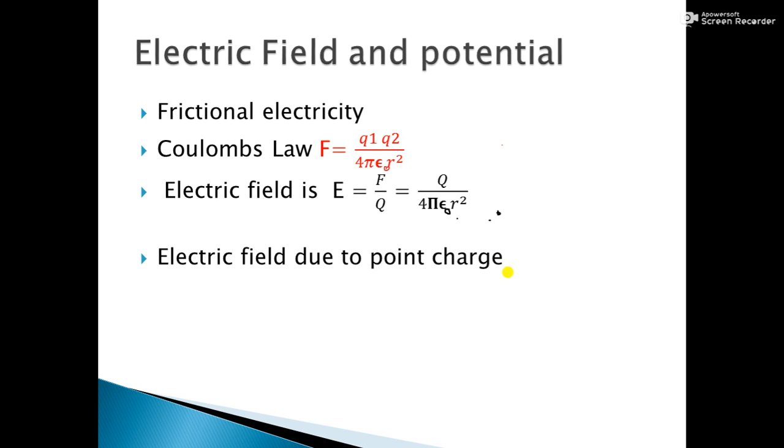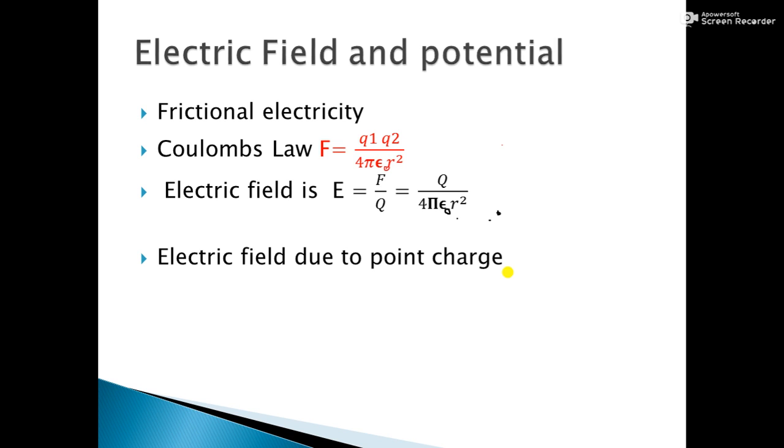Coulomb's law tells us that the force between two charged particles is given by 1 upon 4 pi epsilon 0 q1 q2 upon r square, where q1 and q2 are the charges and r is the separation between them, where epsilon 0 is permittivity of free space. The charge q experiences an electric force F. Then electric field is given by E equal to F upon Q, where Q is a test charge.